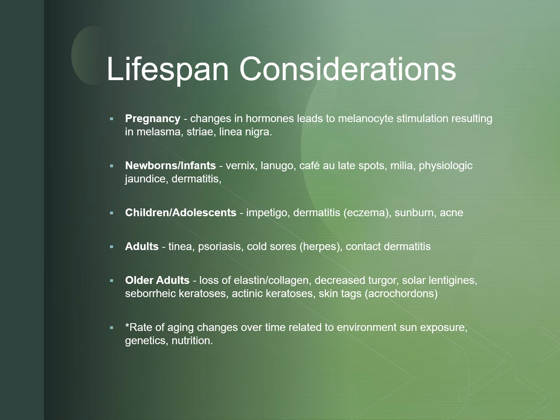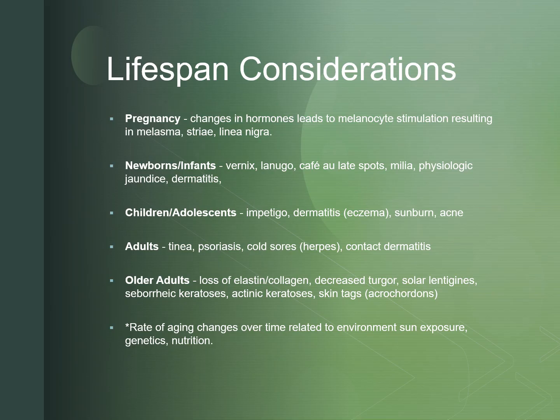Now we're looking at the integumentary system changes across the lifespan. This is important because what's normal in one age group may be abnormal in another. So during pregnancy, we have a lot of hormonal changes that stimulate melanocytes, and this can lead to melasma, where we have dark facial patches, striae or stretch marks, and that linea nigra, which is the dark line on the abdomen. These are expected and benign changes.